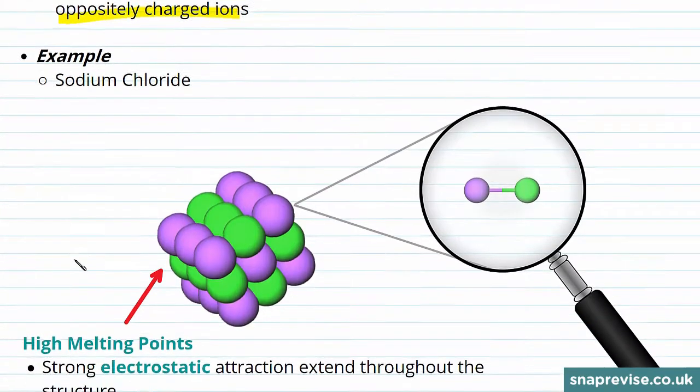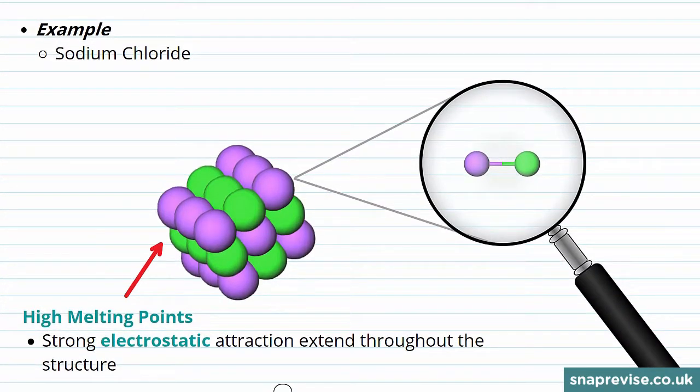If we were to look at an example of sodium chloride, sodium chloride is composed of positively charged sodium ions and negatively charged chloride ions. Now each sodium ion is ionically bonded to a chloride ion, as you can see here. But as we discussed, ionic structures exist in this 3D lattice, so we have this regular and repeating pattern of oppositely charged ions. Now our ionic structures have high melting points.